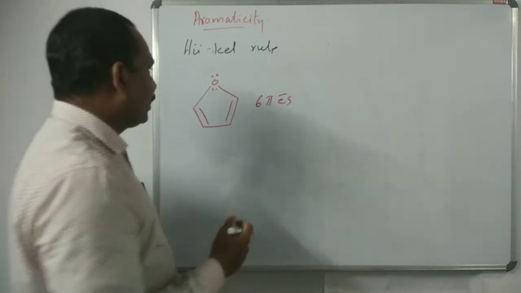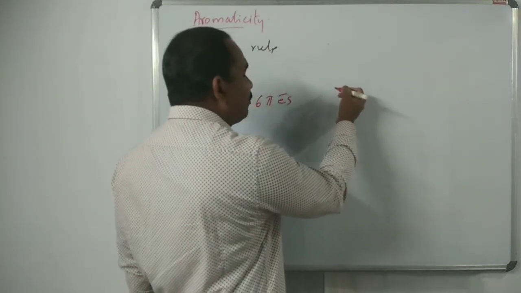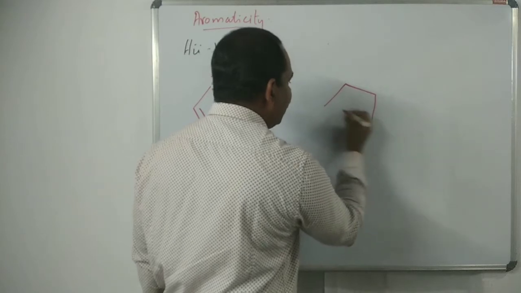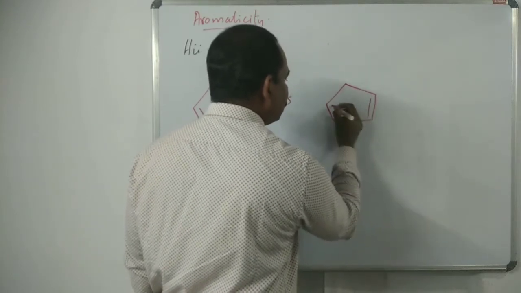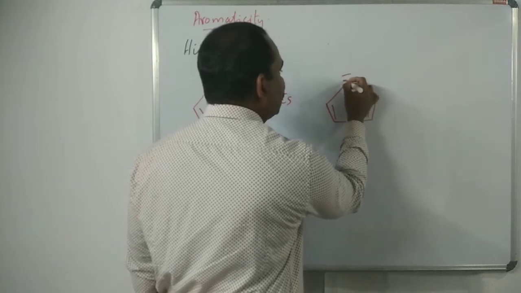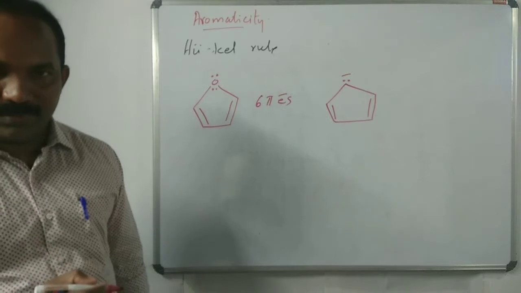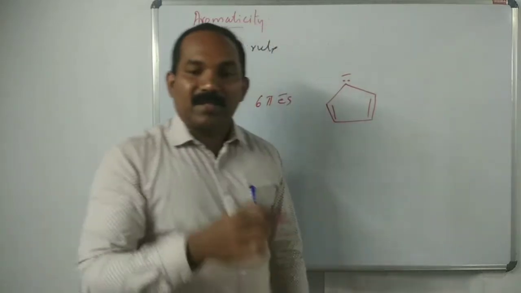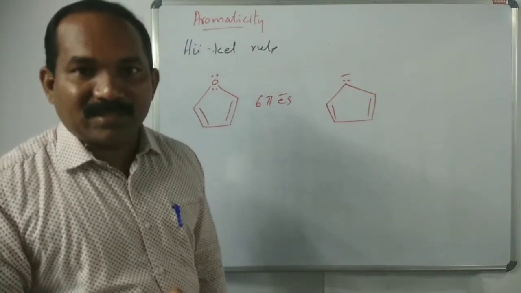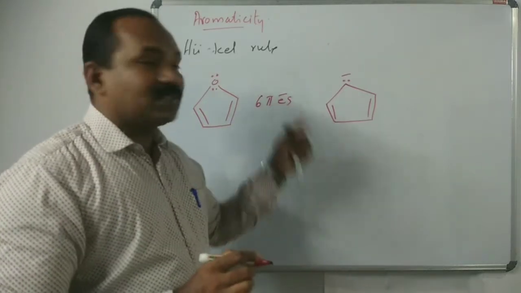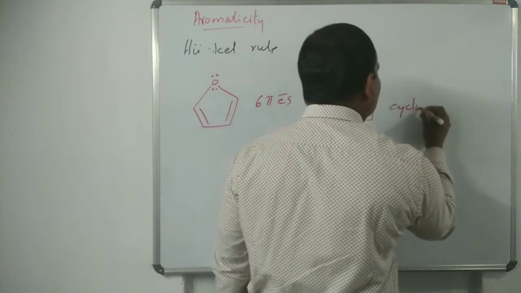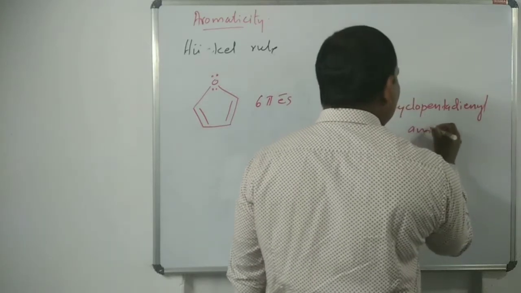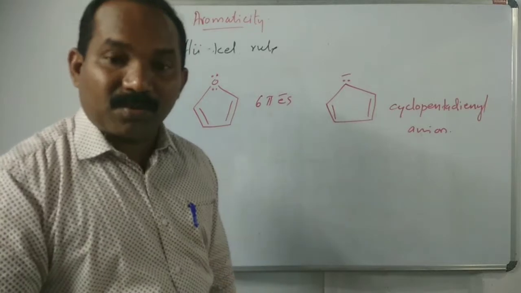It is aromatic. And another one is cyclopentadienyl anion. A minus charge, that is a pair of electrons. The bond comes here, then moves, then like that, the resonance is possible. So this cyclopentadienyl anion is aromatic.